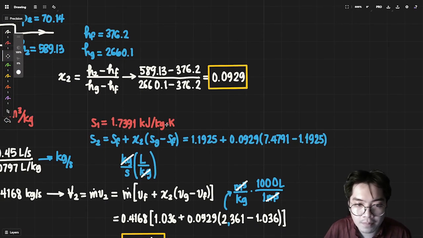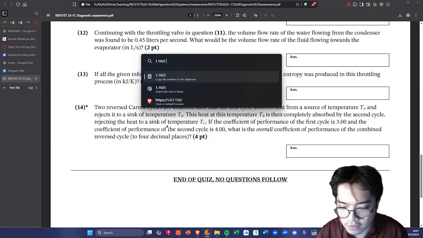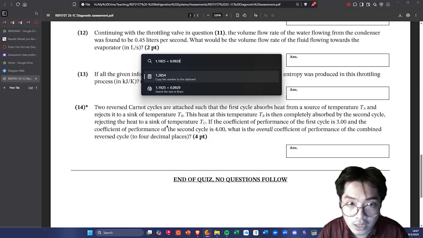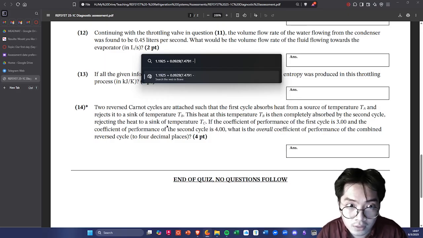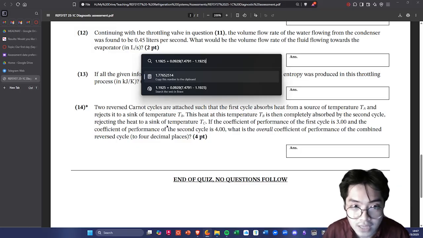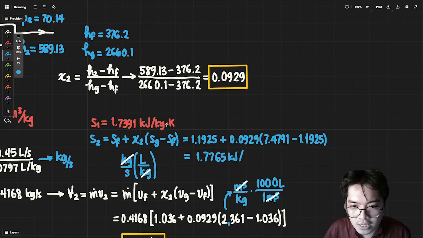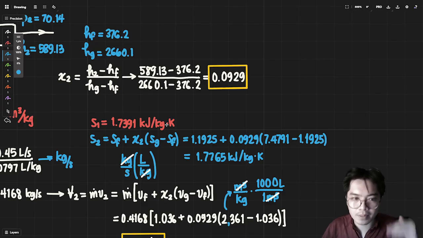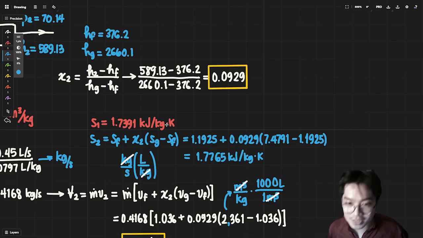That means that our S2 is going to be 1.1925 plus 0.0929 times 7.4791 minus 1.1925, which is 1.7765. So as you can see, the entropy in state 2 is just a little bit bigger than the entropy in state 1. That means that entropy was produced.